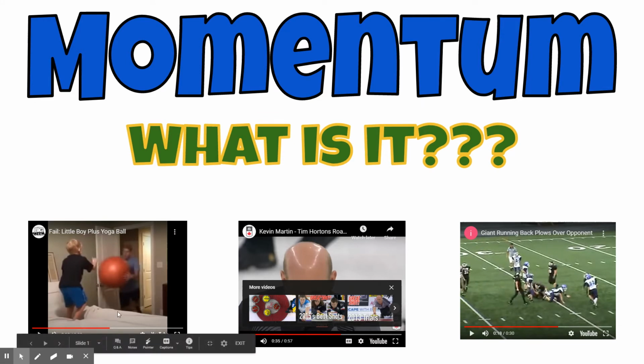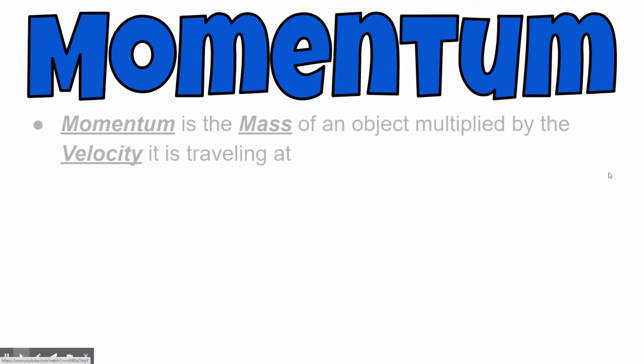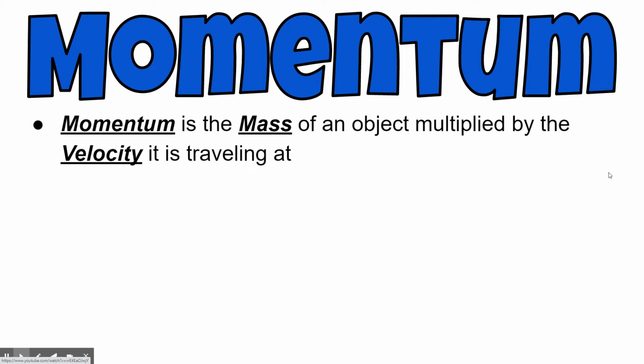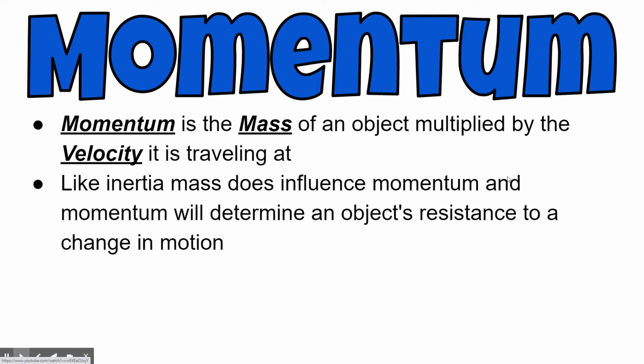So what is momentum? Let's take a look. Momentum is the mass of an object multiplied by the velocity that it's traveling at. So momentum is how big an object is, how much mass, how much matter is in that object, multiplied by how fast it's going, its velocity at that point. Momentum is a lot like inertia, and mass does influence momentum. Your momentum also will determine an object's resistance to change. A large object will not want to change its motion.